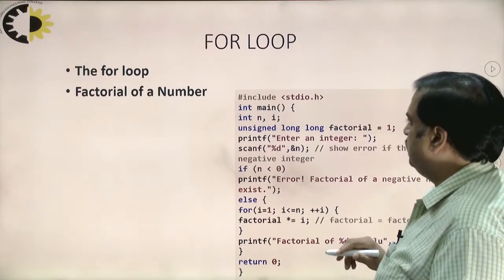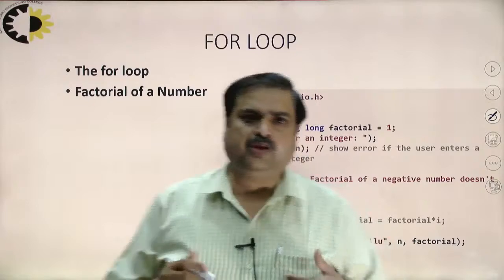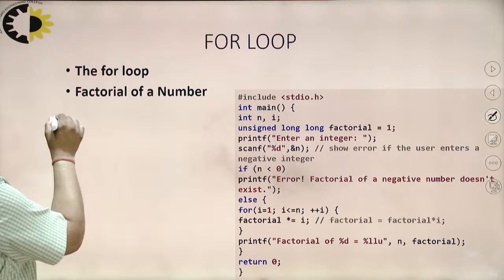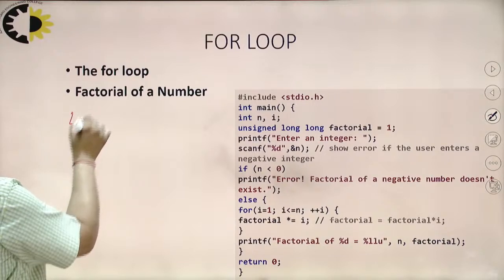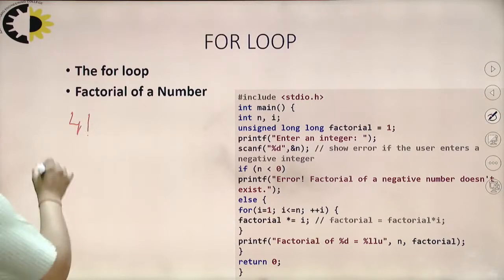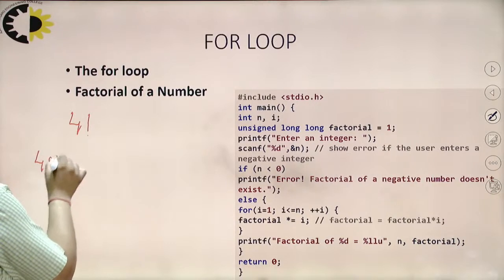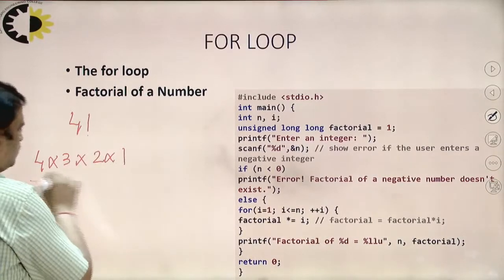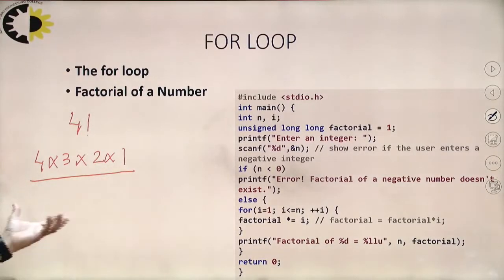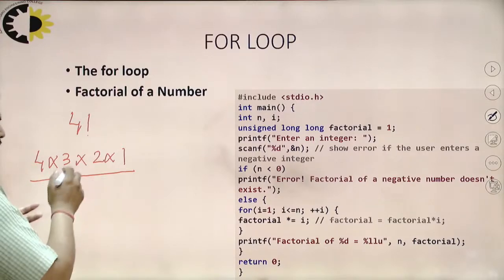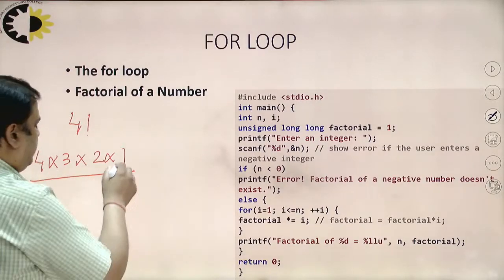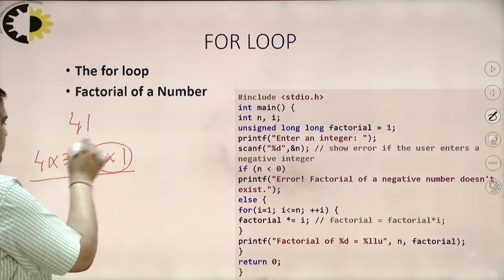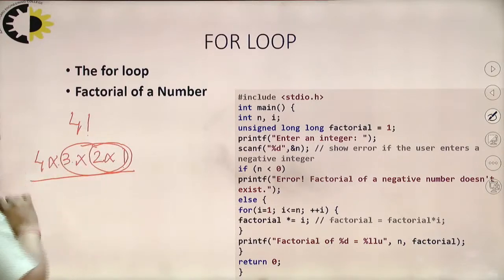Now I want to write a program for the factorial of a number. What is the factorial of a number? If I want to take the factorial of 4, then factorial of 4 will be 4 into 3 into 2 into 1. So that is a kind of repetitive task. That means if we start multiplying, then the result of this will be multiplied with 3, and the result of this whole will be multiplied with 4.